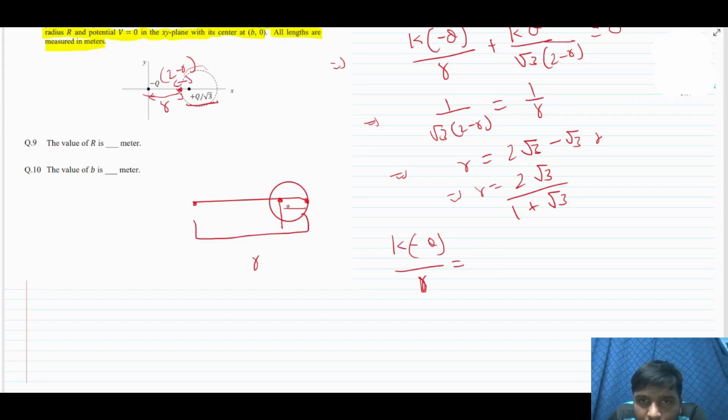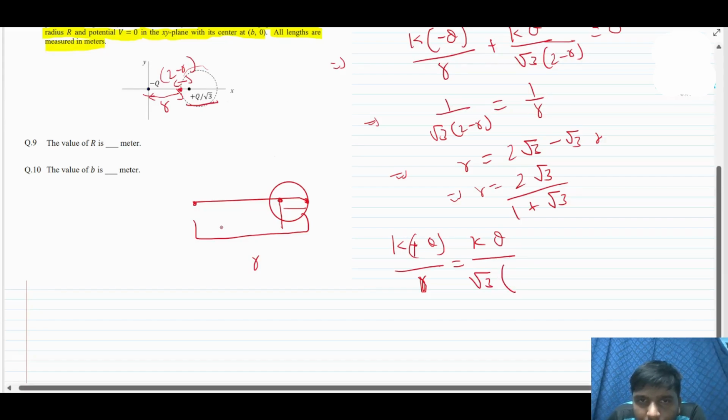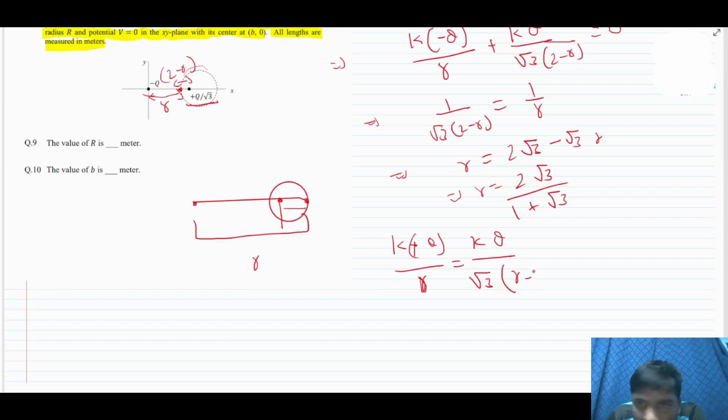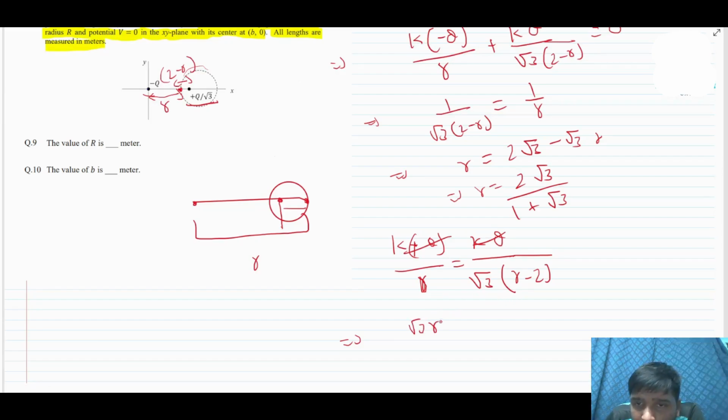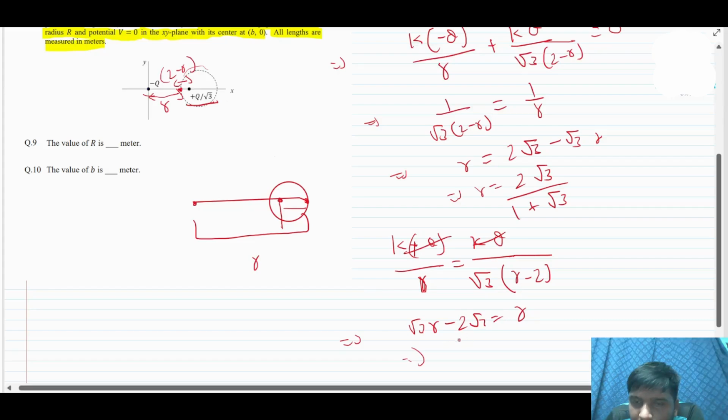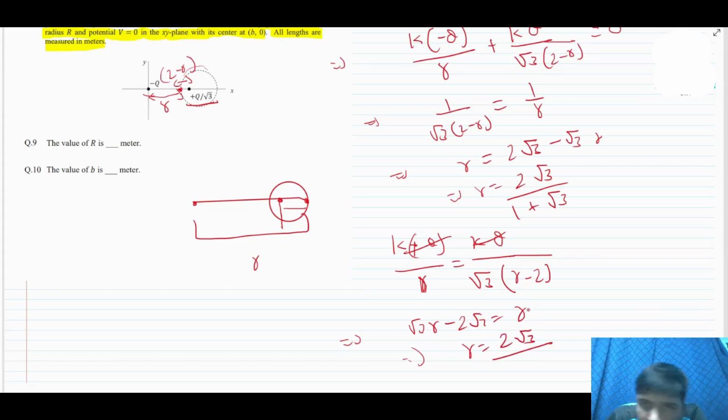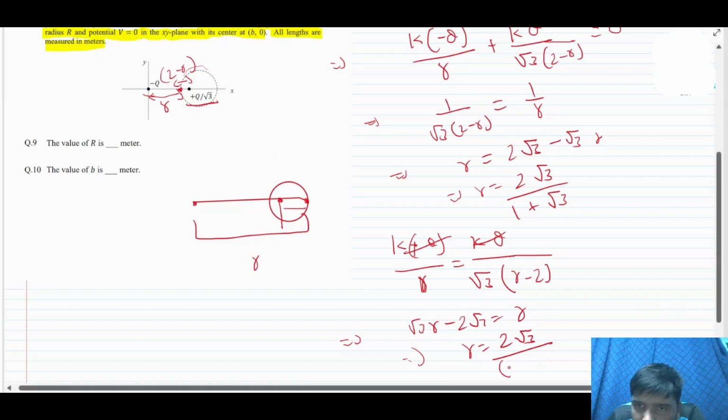This should be equal to kq by root 3 times, okay, this distance is r minus 2 this time. Yeah, I was mistaken first. This is r minus 2. Now if we again calculate, kq cancels, r goes there, this moves that side. So root 3 r minus 2 root 3 is equal to r. So r is nothing but 2 root 3 by root 3 minus 1.